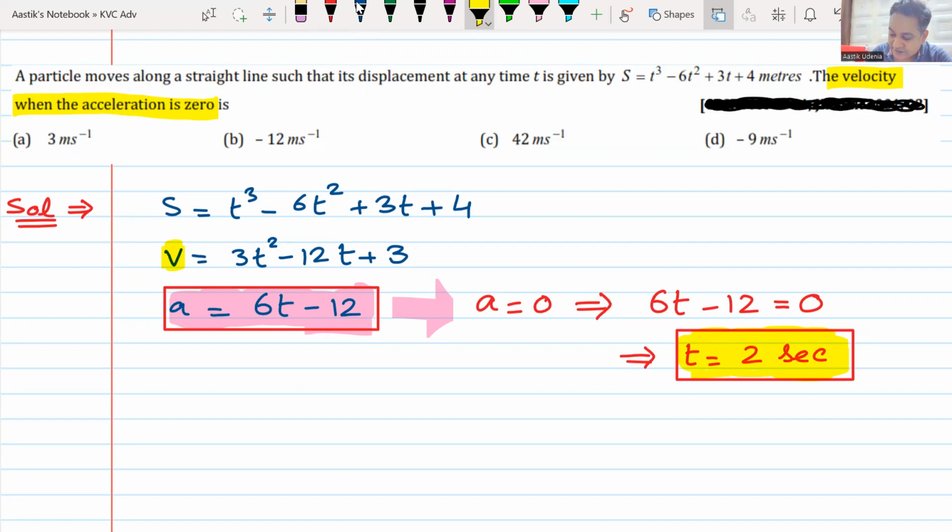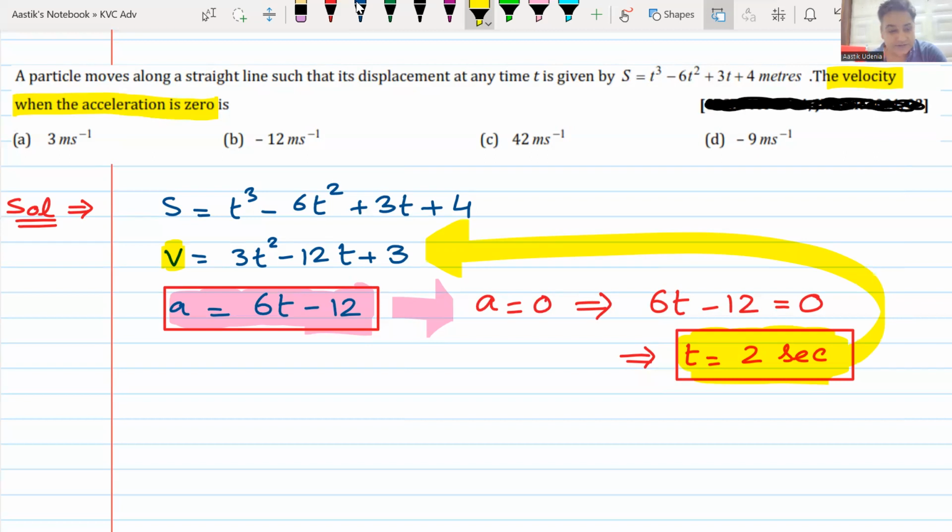At what time is the acceleration 0? Instead of giving straight away that find the velocity at 2 seconds, they've given it indirectly: find the velocity when acceleration is 0. So you find out acceleration, equate it to 0, find out the value of time, and time is coming as 2 seconds. At 2 seconds, the acceleration is 0. Now what I need to do is just put the value of this time in this equation for velocity, and you will get the value of velocity when the acceleration is 0.